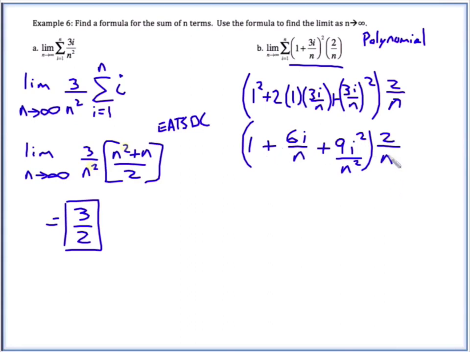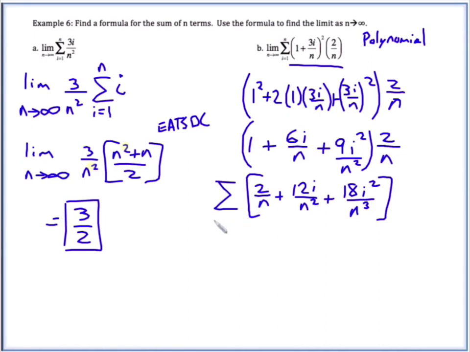Now, it's still not quite in a polynomial form because we still have this multiplication. So let's go ahead and distribute this here. So we're going to get 2 over n plus 12i over n squared plus 18i squared over n cubed. Okay, so once we have a polynomial, let's go ahead and rewrite our sum and our limit formula here. So this is the sum. So i goes from 1 to n, and it's the limit as n goes to infinity.